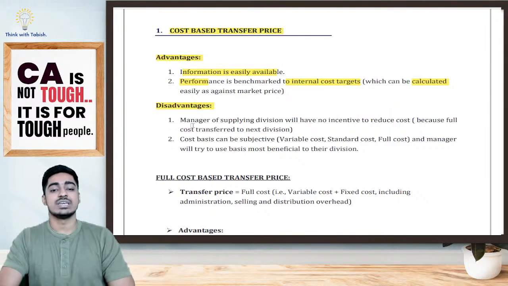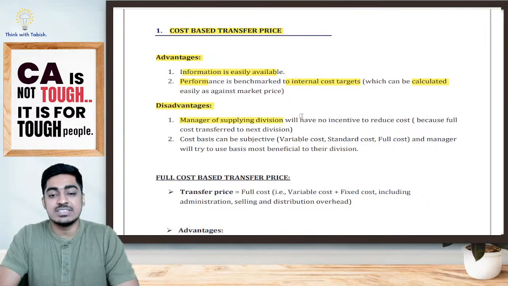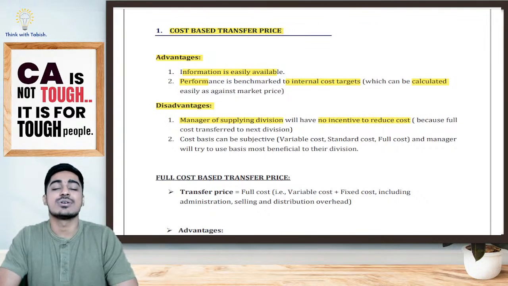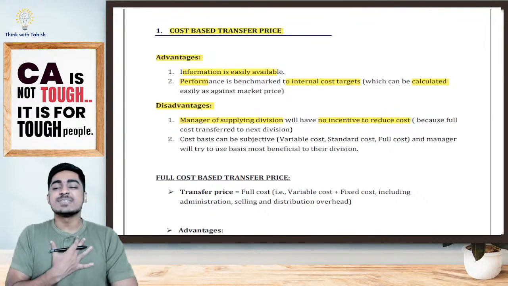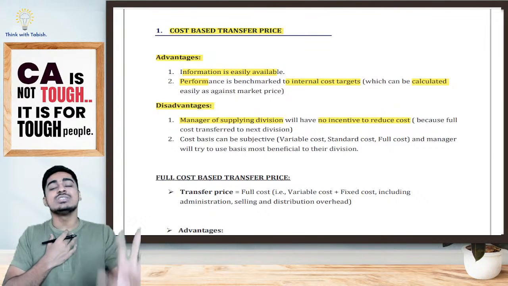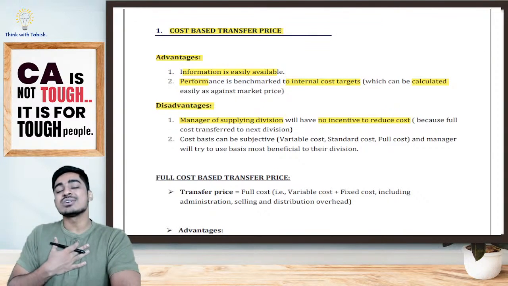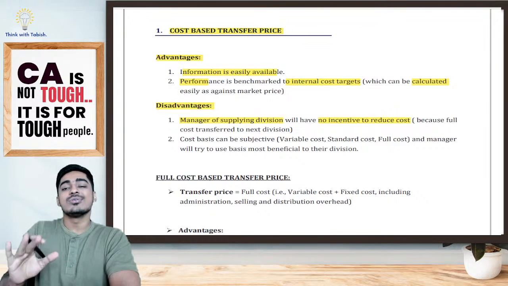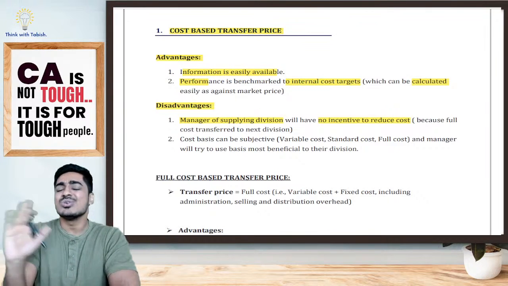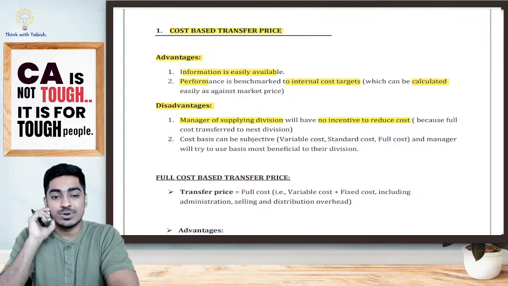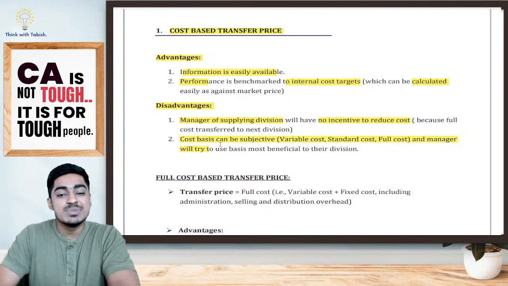What is the disadvantage? Manager of supplying division will have no incentive to reduce the cost. He's telling, whatever is the cost I'm incurring, I'll transfer it. So don't worry, if it is 1000, 2000, don't worry about the cost. That is one disadvantage. Also, cost basis can be subjective.